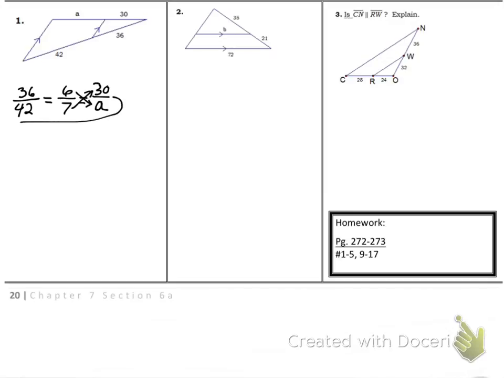I think I'm just going to come down here with it. So I'm going to have 6 times A, that's going to equal 210. And then just double checking, yeah, it should come out to 35. A should equal 35.